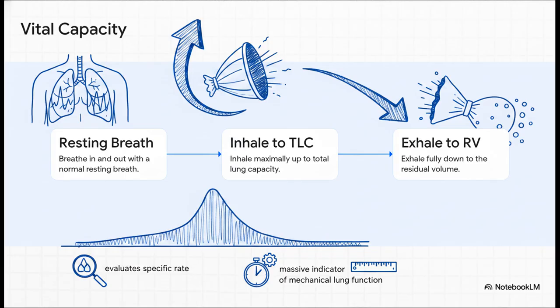First, we go from that normal resting tidal breath. Then, we instruct the patient to breathe in as much air as they possibly can, taking them all the way up to their total lung capacity. Then comes the critical part. We ask them to exhale as fully and forcefully as possible, pushing all that air out until there is literally no more air left for them to expire, dropping them right down to that residual volume we just talked about. This maneuver is an absolute game changer because it doesn't just give us total volume, it allows us to evaluate the specific rate at which expiration occurs, and that is a massive indicator of mechanical lung function.